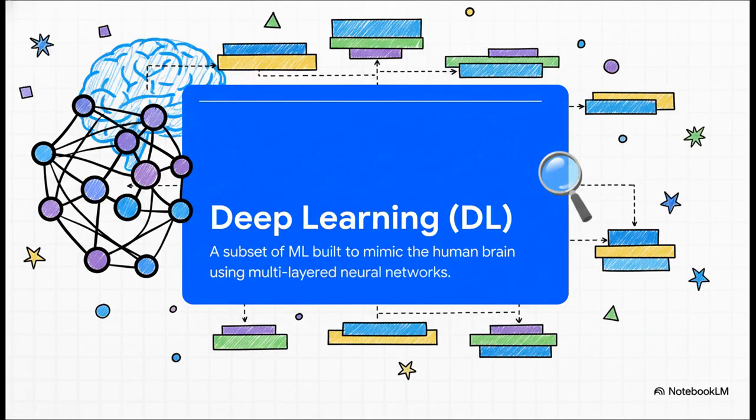So what exactly makes deep learning deep? Well, it's all about these complex, multi-layered structures called neural networks. And they're directly inspired by that incredible web of neurons we all have in our brains.